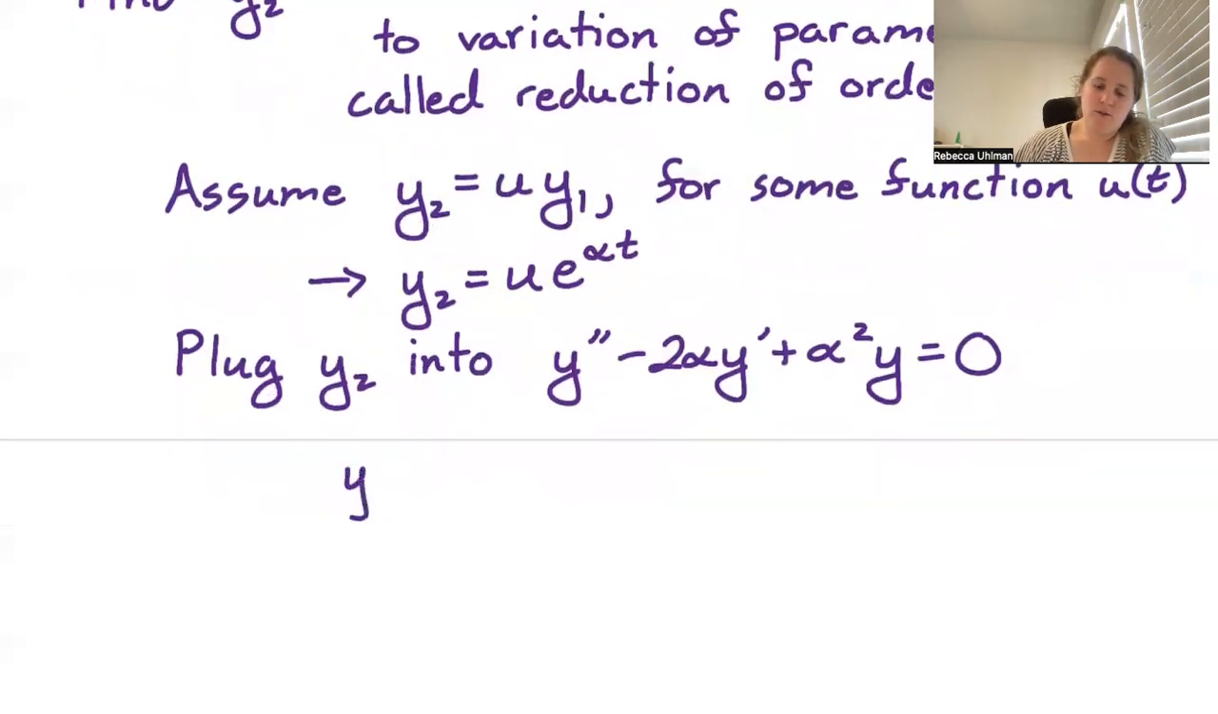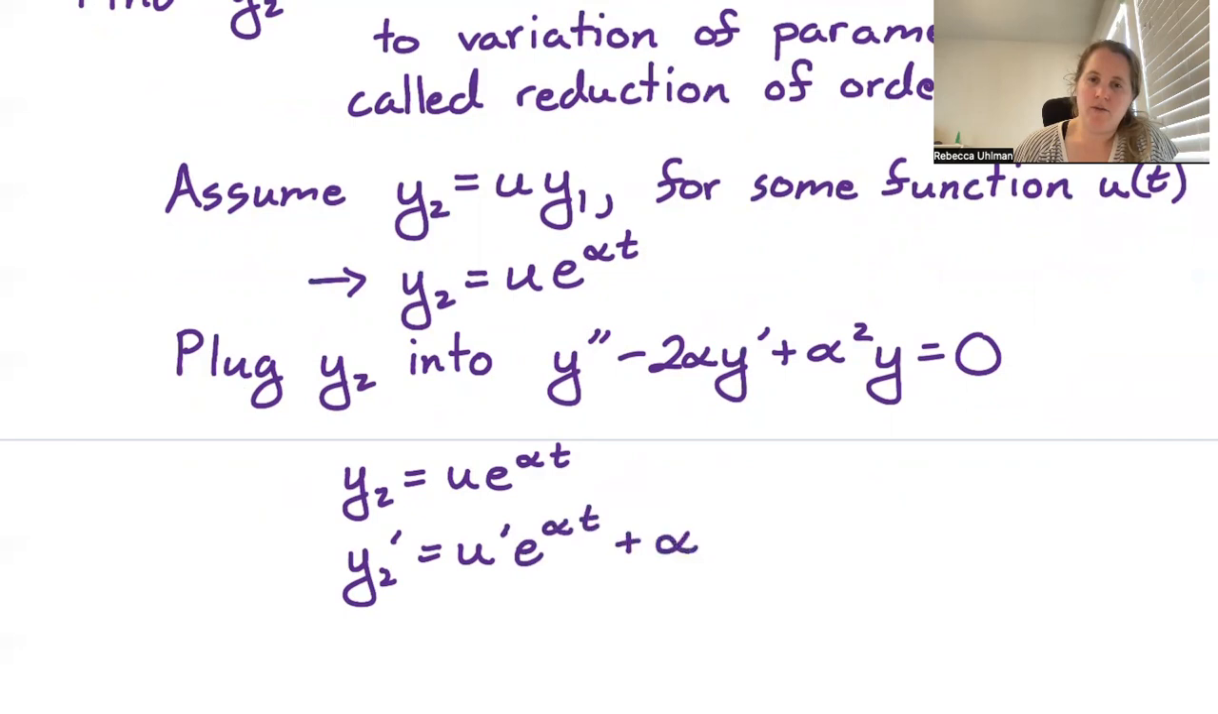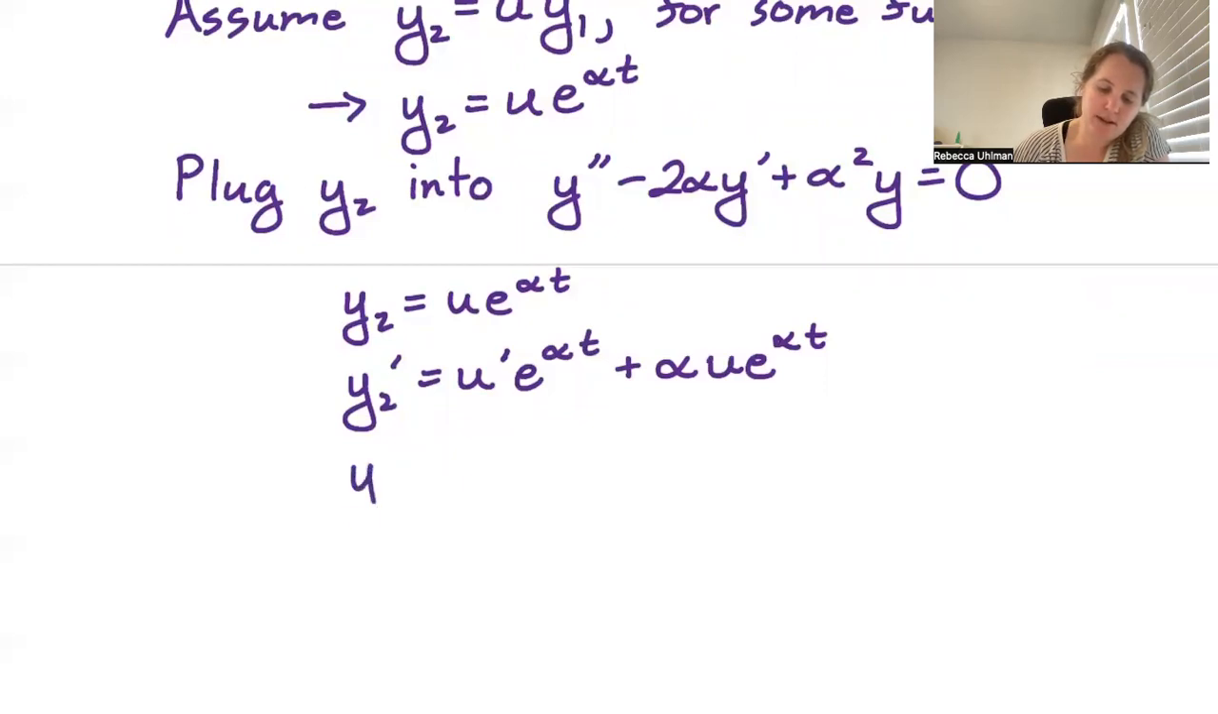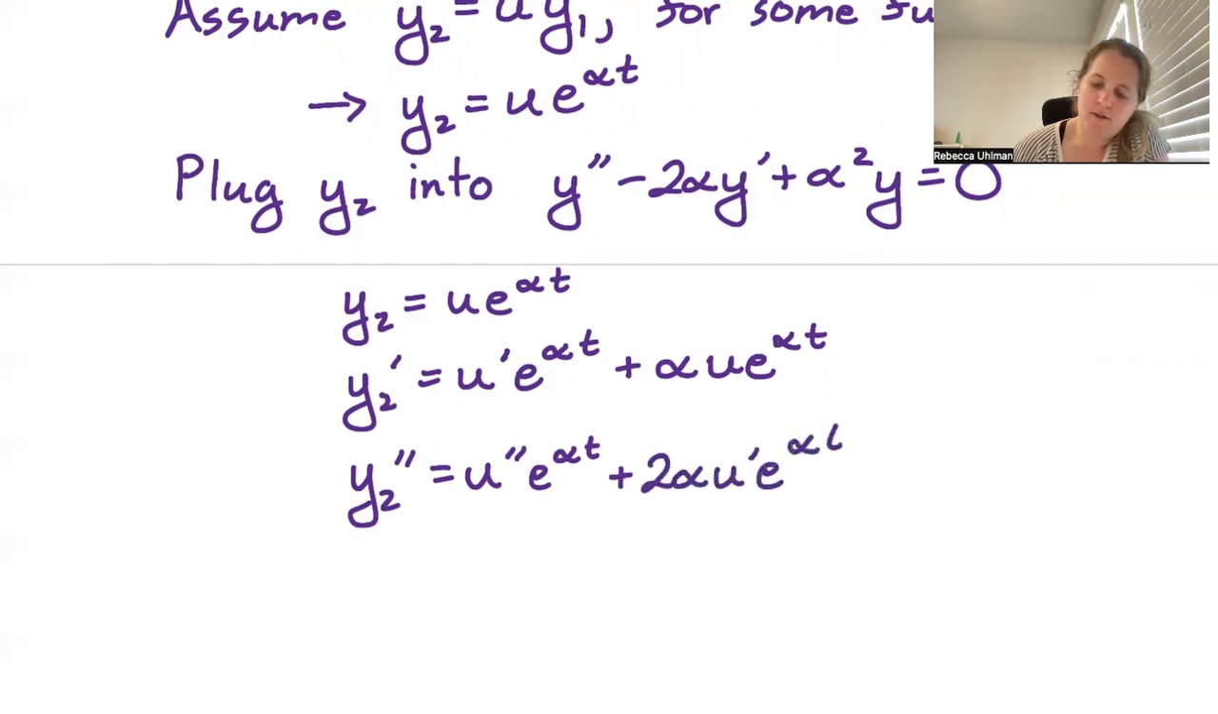So we have y2 is u e to the alpha t. Then y2 prime would be u prime times e to the alpha t plus alpha times u e to the alpha t. Again, that's using product rule. Using product rule again to get the second derivative, we wind up getting u double prime e to the alpha t plus 2 alpha u prime e to the alpha t plus alpha squared u e to the alpha t.